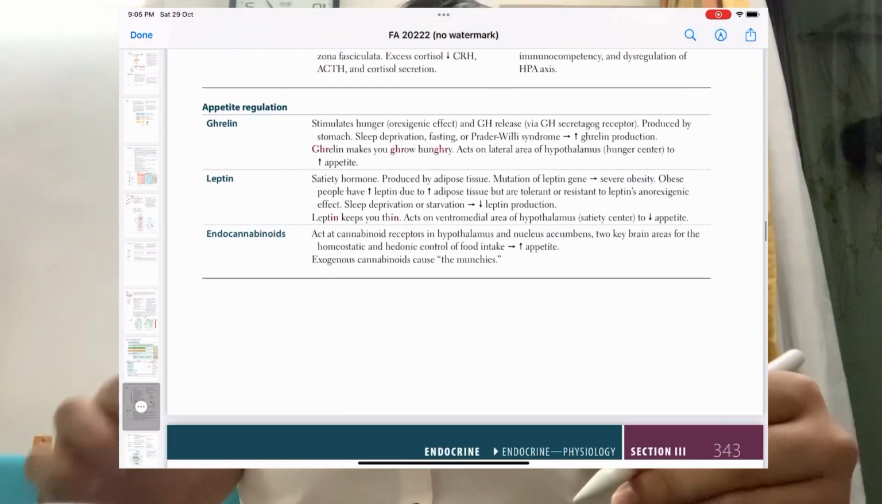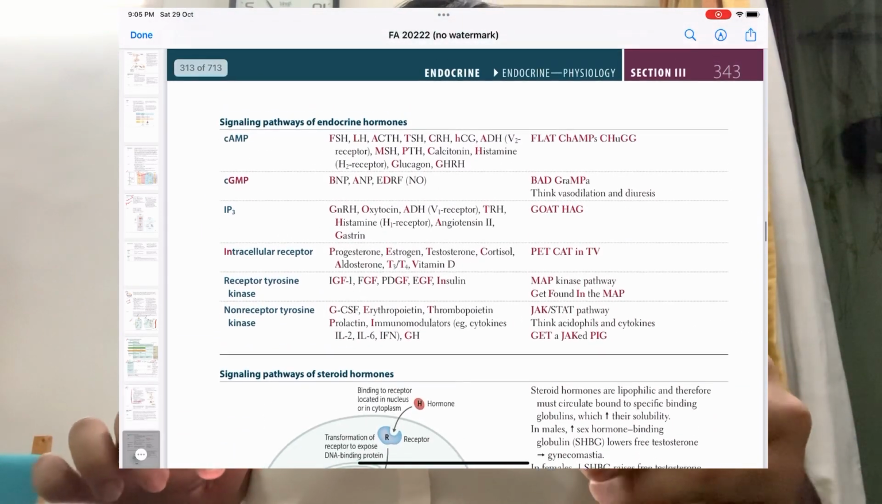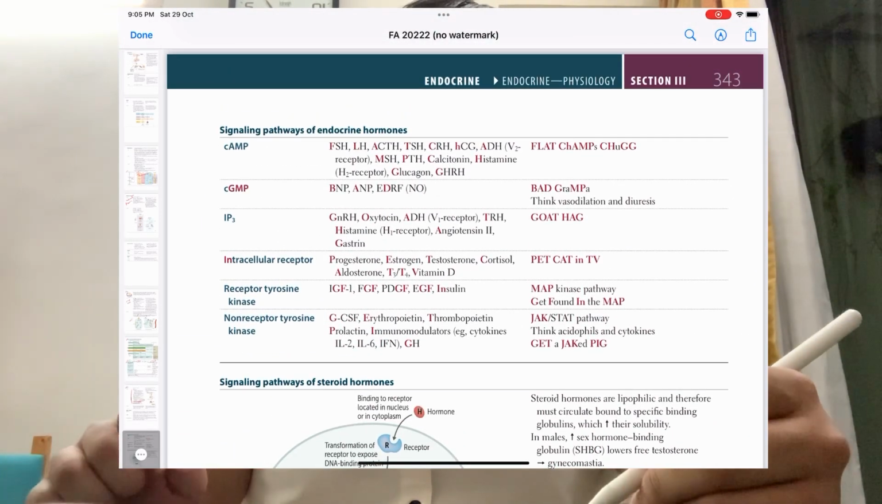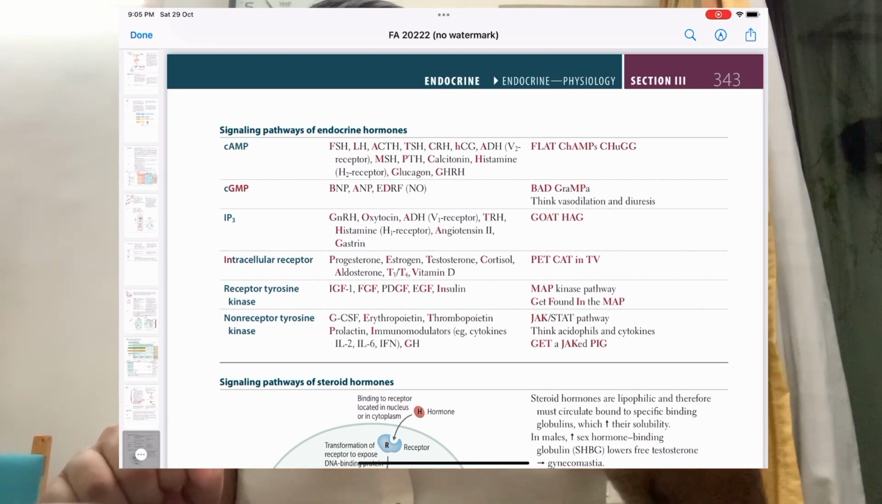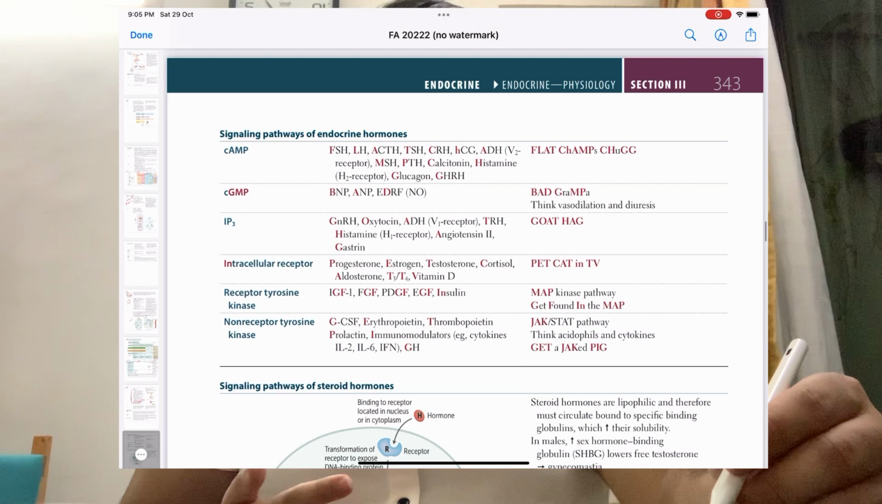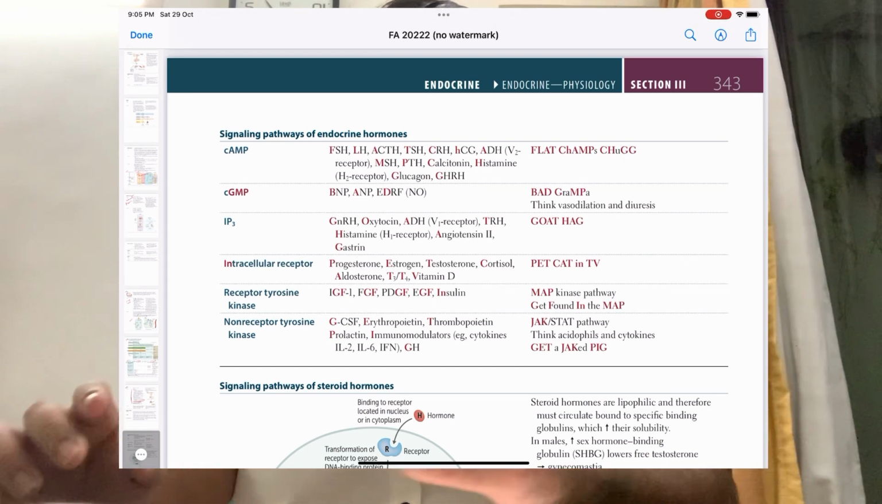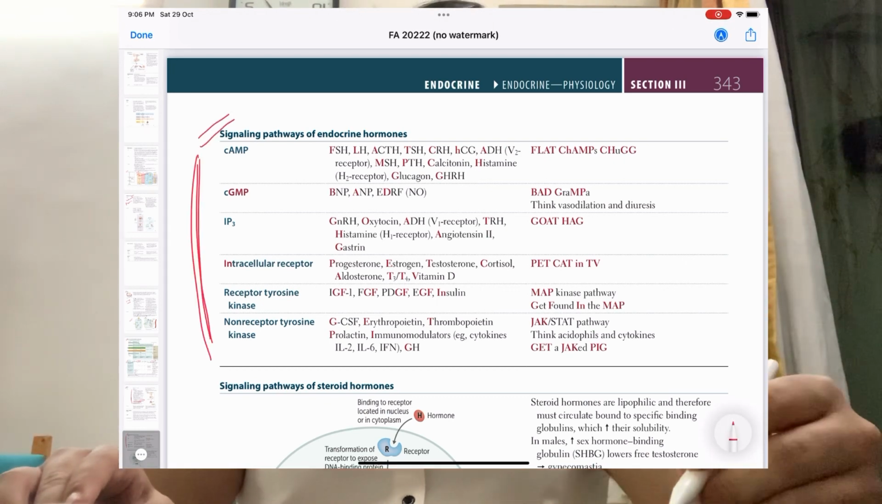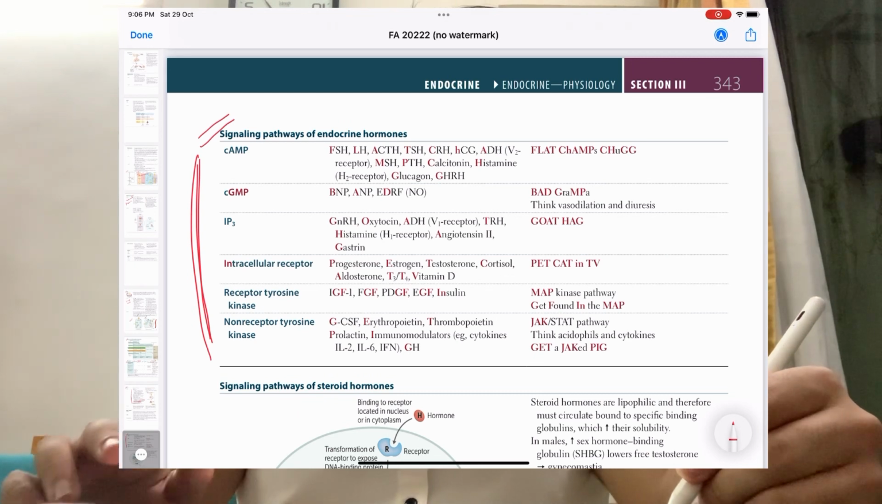Coming to the next page, that is on page number 343 of the First Aid 2022 edition. This is the signaling pathways of endocrine hormones. This is very difficult to remember, but in the end you have to remember. You have to. You will definitely get 3 to 4 questions in your exam from this.